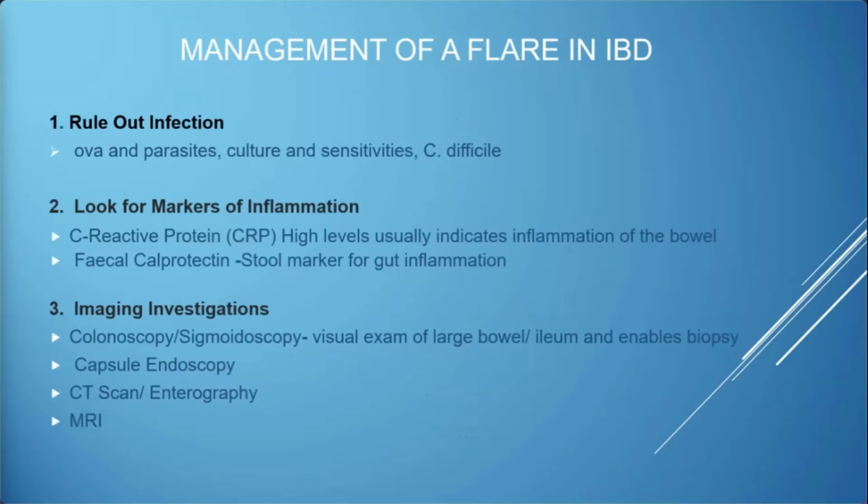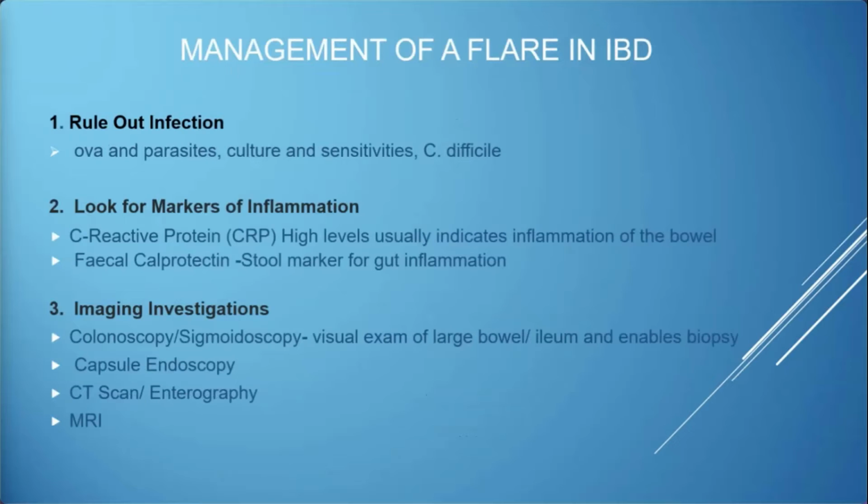When a patient presents with pain and bloody diarrhea, we need to rule out infection, so we collect stool samples for ova and parasites, culture and sensitivity, and C. diff. We also look for markers of inflammation. We do bloods, looking at the CRP, C-reactive protein. High levels may indicate inflammation of the bowel. Fecal calprotectin, which is a stool marker for gut inflammation.